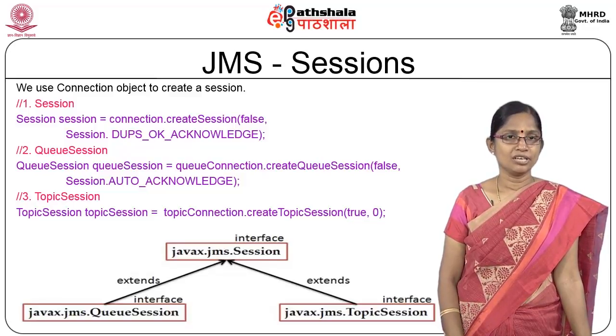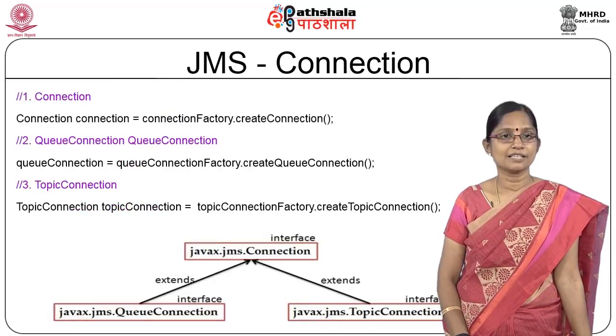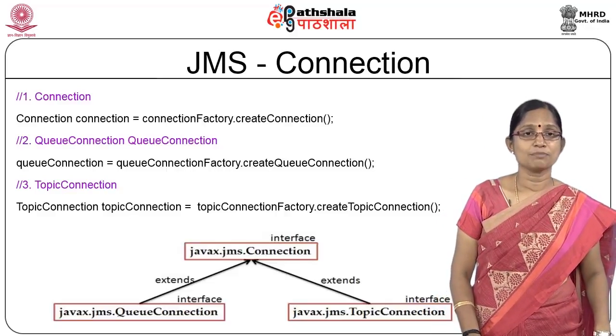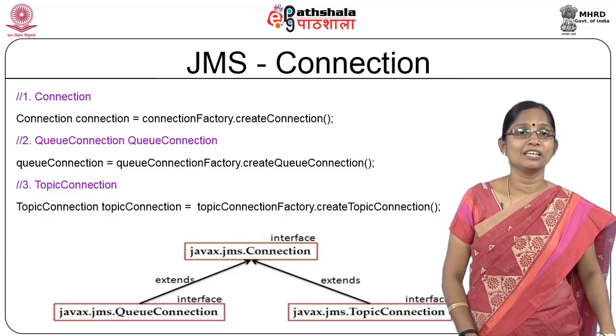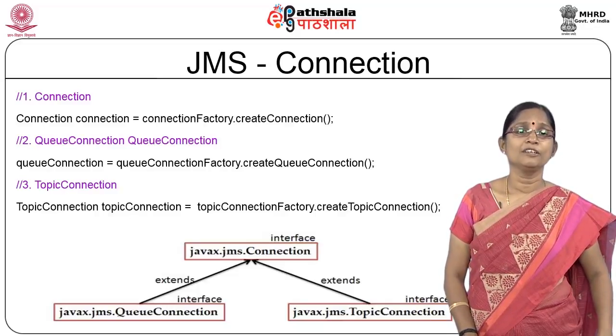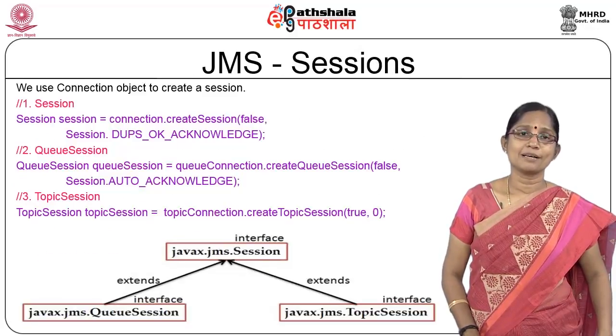Again, you can see three statements to create a session. First we used a ConnectionFactory. Using a ConnectionFactory, we have created the connection in the earlier statements. This is what is used to establish a connection. Once the connection has been established, you can see that the variables connection, queue connection and topic connection are available. Using these three connection variables, now we are going to establish a session.